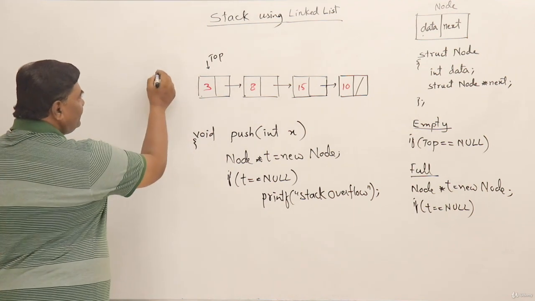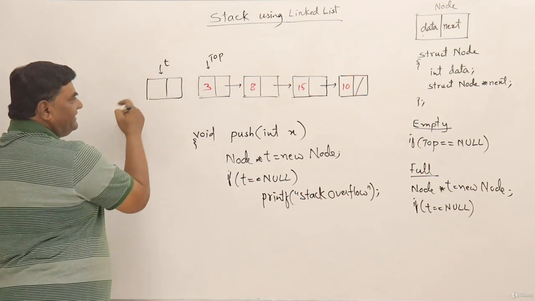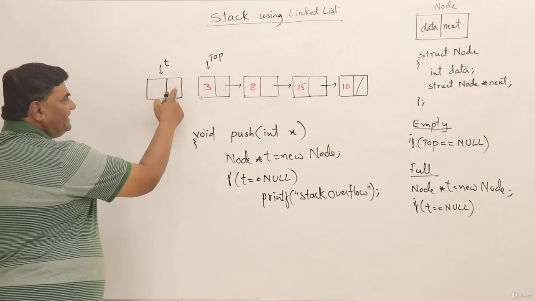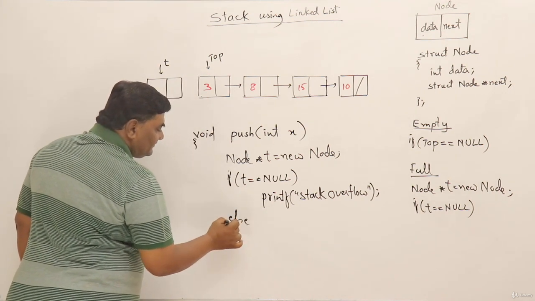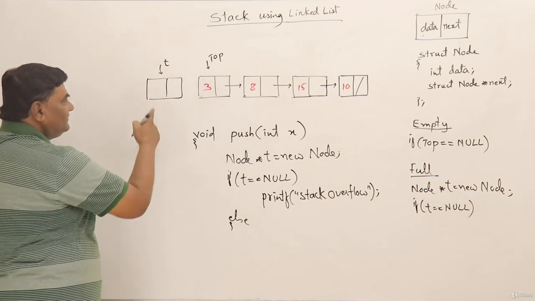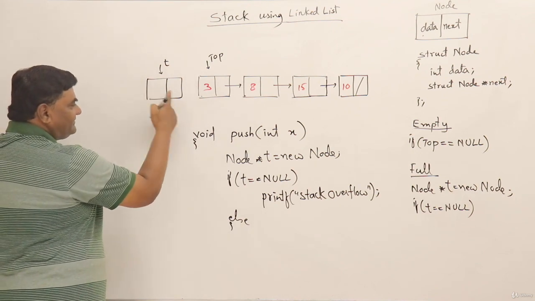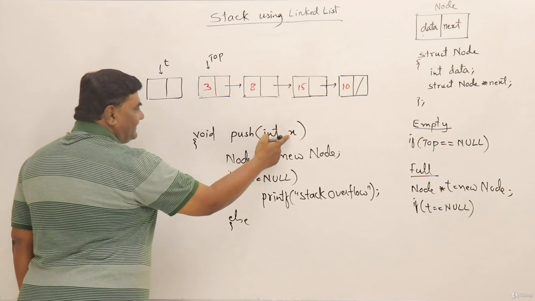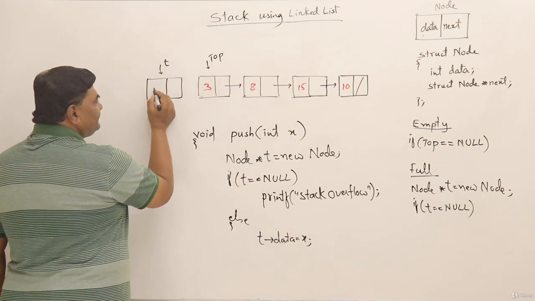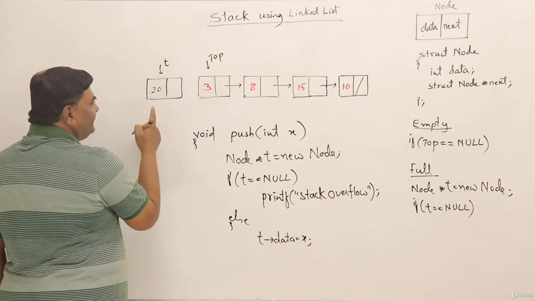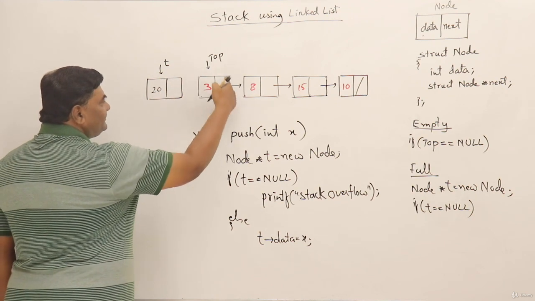Else, suppose the node is created. I will also draw it. Here the node is created. Then fill up this node, make this point on this one and move top. So inside else, I will copy the data here, the x value. T's data is x. Suppose the value is 20. I have inserted 20.